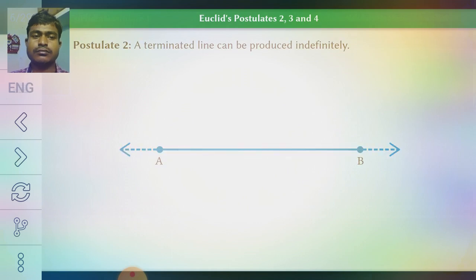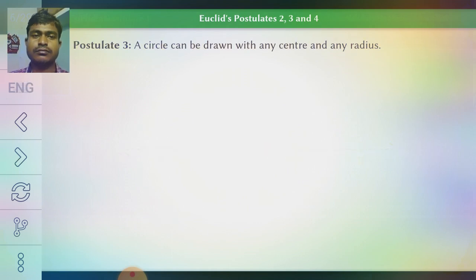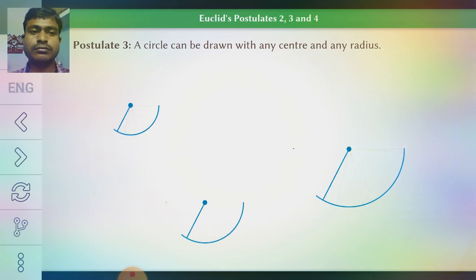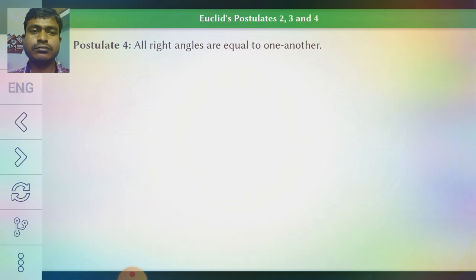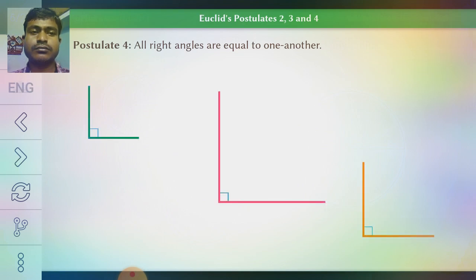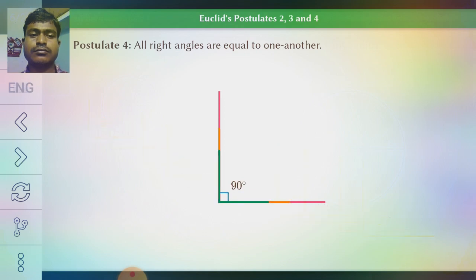Postulate 3. A circle can be drawn with any center and any radius. Planar space permitting, we can place a center anywhere on the plane and create a circle of any size we want. Postulate 4. All right angles are equal to one another. We know this now by the convention that right angles always measure 90 degrees. Thus, they are equal to one another.